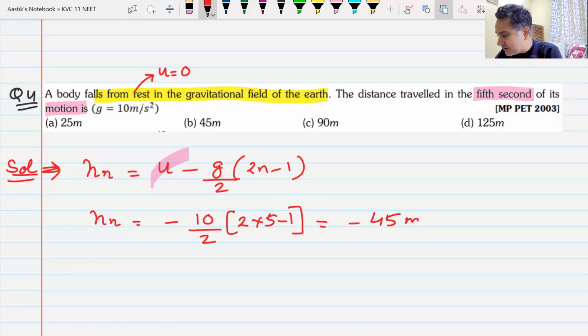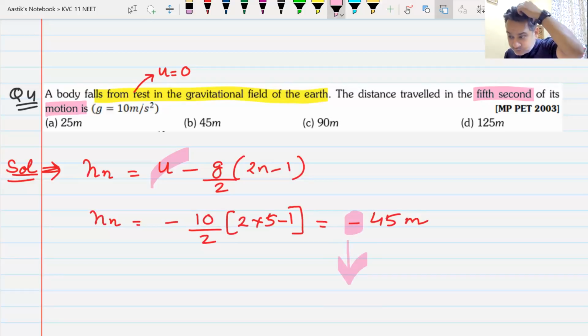What does this minus sign indicate? That this is going downwards. Do we understand this? Yes or no? Yes, sir. Everyone understands this? The class that I can't see. Do we understand this?